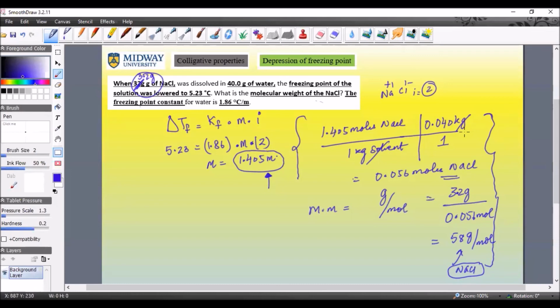And this is where we're going to stop the concept of freezing point, and then I'm going to show just one problem for the concept of osmotic pressure, because that's a pretty straightforward concept. All right, so stay tuned.